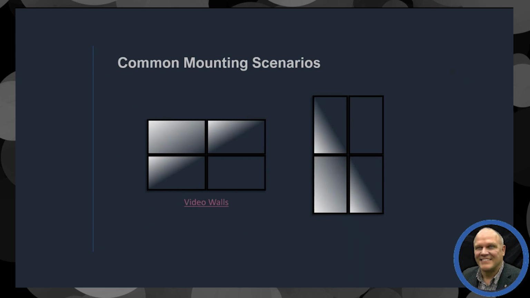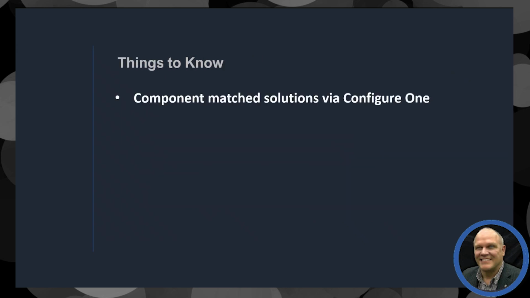So just a little bit more about mounting scenarios, things you might want to know. We do match all the components to the solutions in Configure 1. These come as packets that are gathered up and qualified and proven to work together. Choose the right application you want to accomplish, and we'll guide you through Configure 1 for standard solutions. If you need a custom solution, say a double-sided ceiling mount, or a certain kind of video wall, or some specific custom solution, that's where our application engineers can help you design a solution with components that will work together and create that solution that you need.